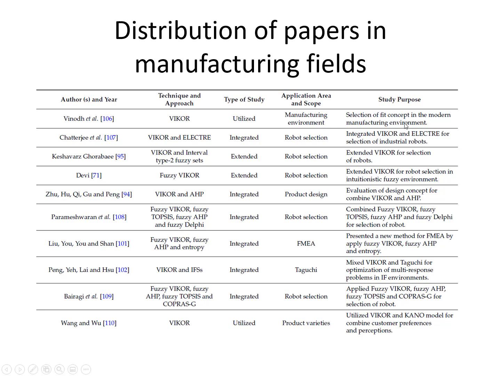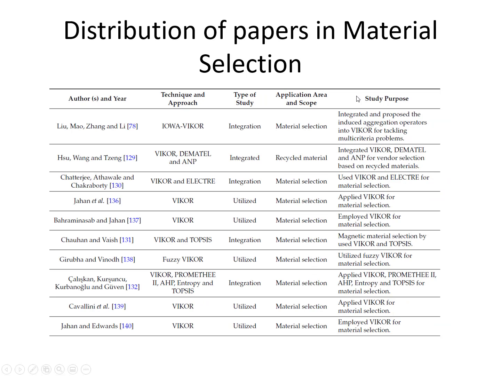with the study purpose of selecting a fit concept in modern manufacturing. Chatterjee, Faris, and others, you can see the list is very long, use Vikor and fuzzy Vikor in robot selection and product design. In robot selection you can see the Taguchi method, product varieties. Similarly, for the distribution of papers in material selection, these researchers use fuzzy Vikor in the material selection process.